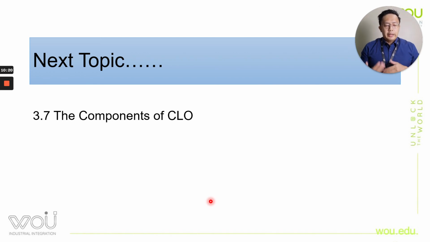Okay, the next topic that we are going to discuss will be the components of the CLO. We are going to detail how to construct a good CLO by looking into the 3 components that we saw earlier in the previous video, which are the action word, the standard, and the condition. Okay, see you in the next video.